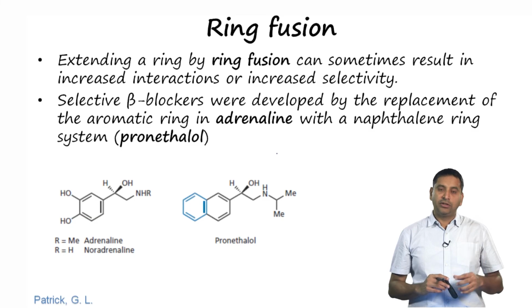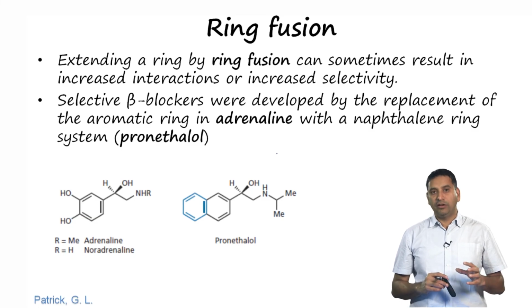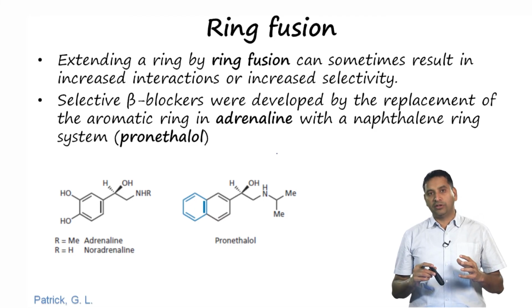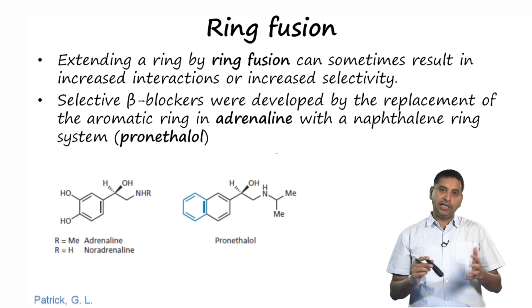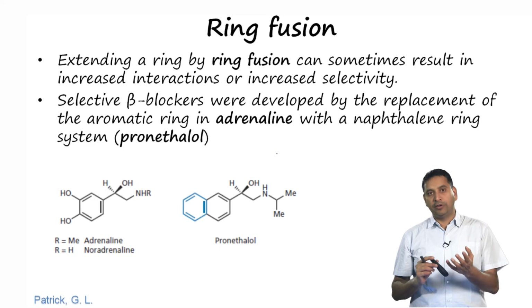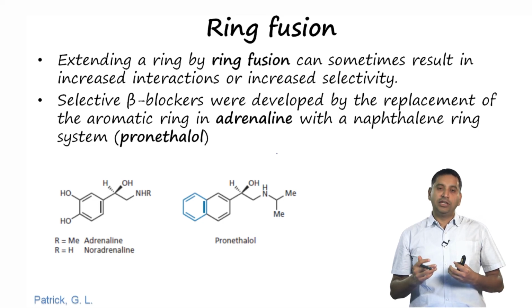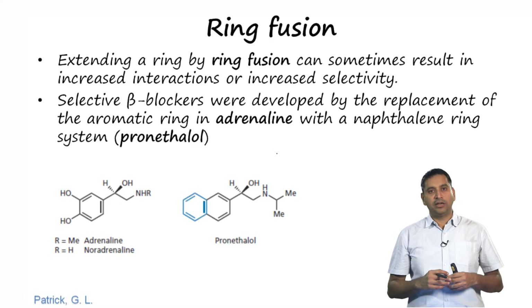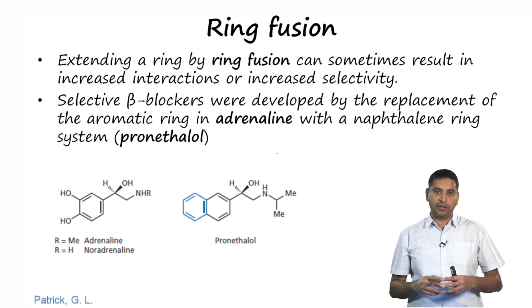The next method that is commonly used is called the ring fusion strategy. So here, when there is a possibility of fusing a ring or creating a new ring along with an existing ring, then that can result in a different set of interactions. So this may prove to be useful not just for increased interactions but also increased selectivity. So we already looked previously at molecules such as beta blockers which are very useful, and these molecules have been developed as replacements of the aromatic ring in adrenaline with a naphthalene ring.